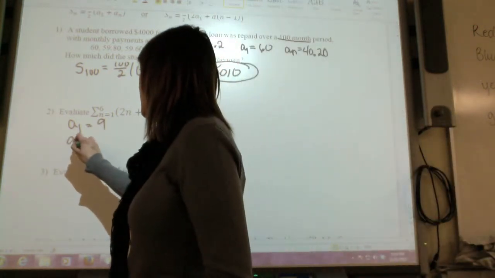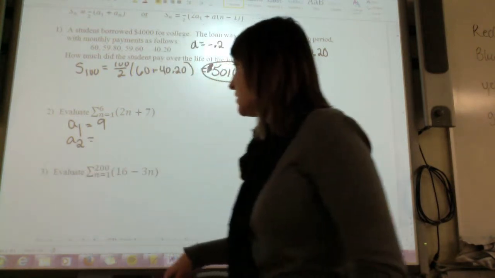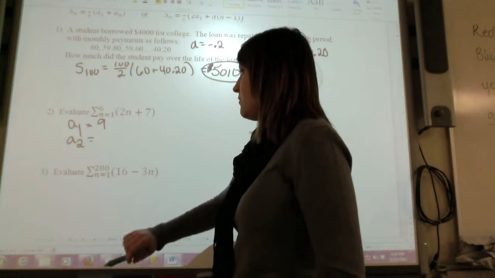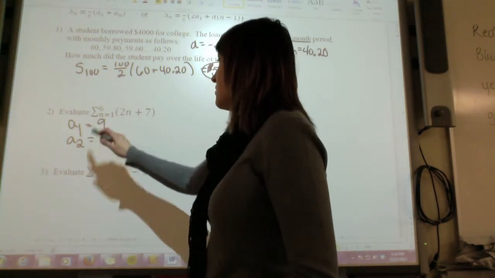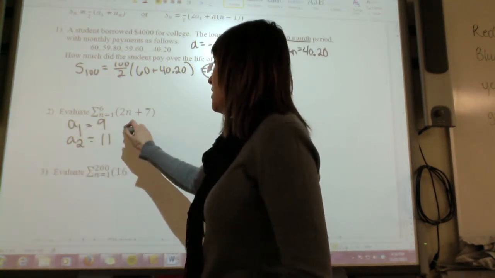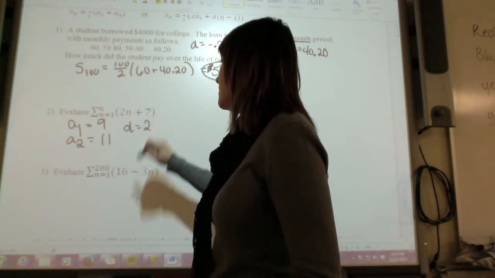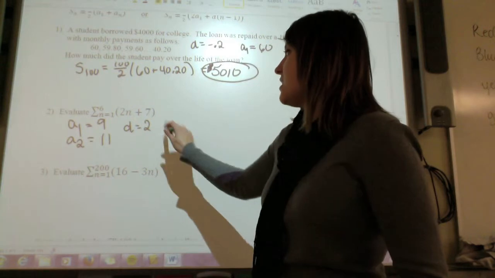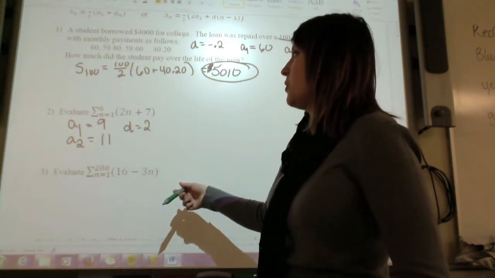Then I want to think about, what am I doing every time to get to my next term? Maybe it would help me if I figured out what a sub 2 is. Well, if I plug a 2 in here, now I've got 4 plus 7, and that gives me 11. So I can see that my first term is 9, and I can see that my constant difference is 2. I'm adding 2 every time to get to my next term.